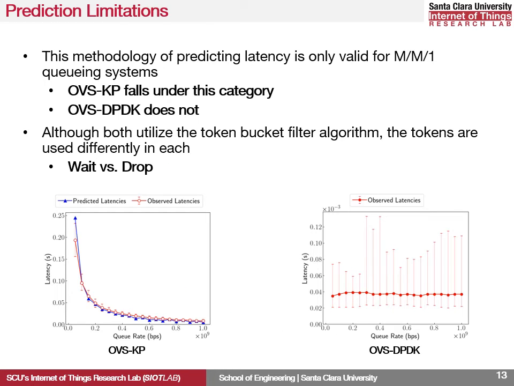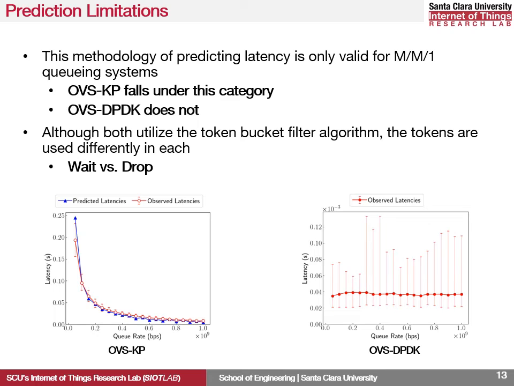Although our methodology for latency prediction is valid in real-world systems, it has some limitations in that it is only applicable if the queuing system can be represented as an MM1 queue. As we just demonstrated, OVSKP, which uses HTB as its packet scheduler, falls under this category. However, OVSDPDK, which uses 2-rate 3-color marker as its packet scheduler, does not. Although both of these packet schedulers utilize the token bucket filter algorithm, the tokens are used differently in each.